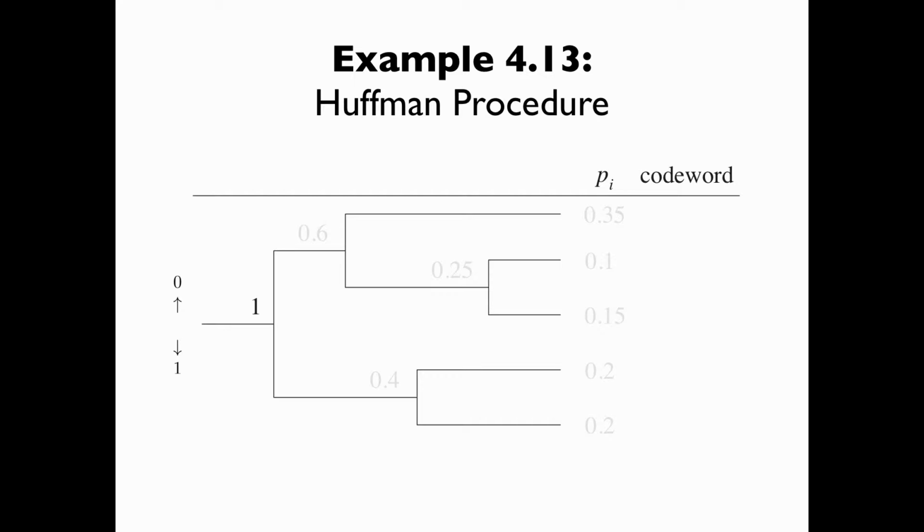Now we have formed a code tree. By adopting the convention that going up is 0 and going down is 1, we can assign the code words accordingly. For example, the code word assigned to the probability mass 0.35 is the code word 00.